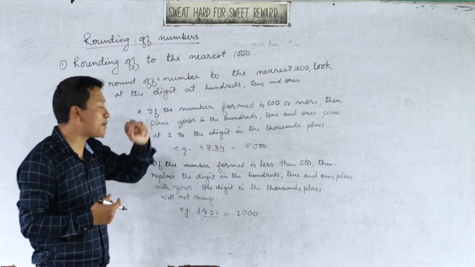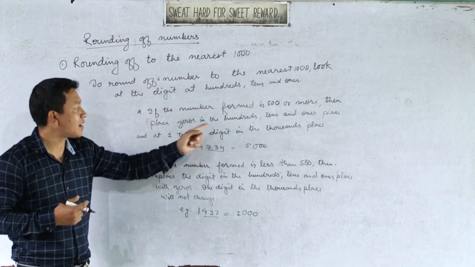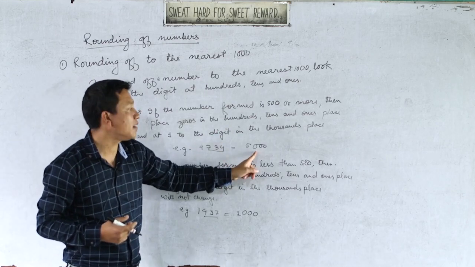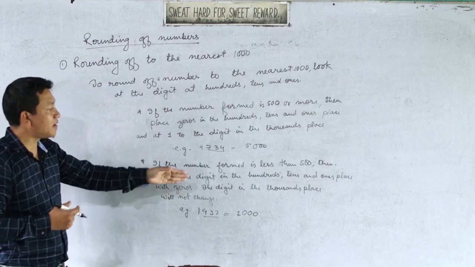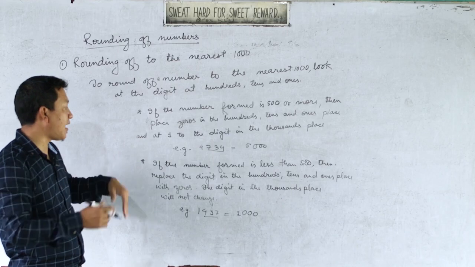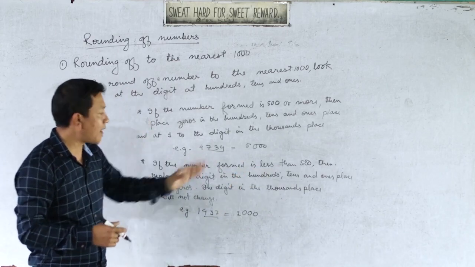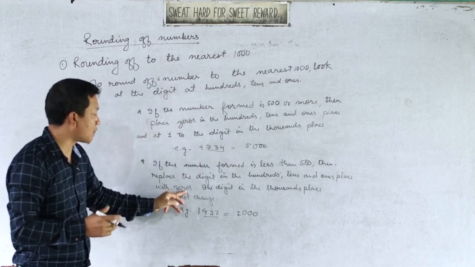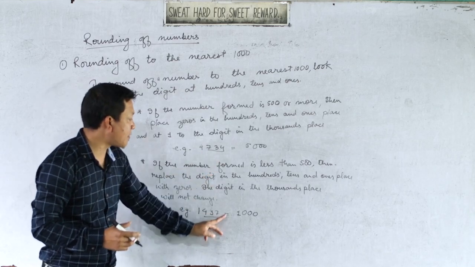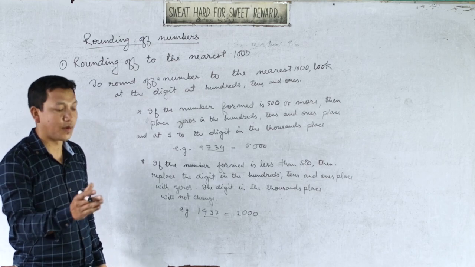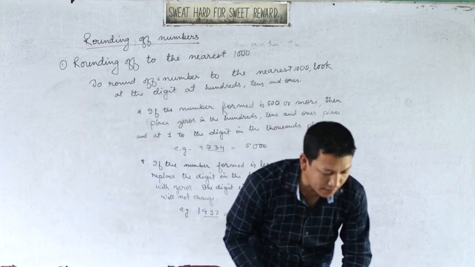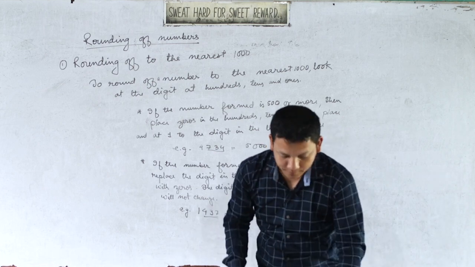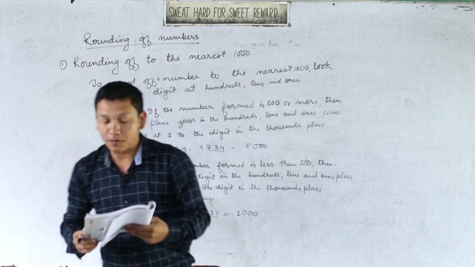For example, if the thousands place has 4, it becomes 5, so the number should be 5000. Lastly, if the number formed is less than 500, replace the digits in the hundreds, tens and ones places with zeros, and the digit in the thousands place will not change. I will give examples and you do them yourself at home.